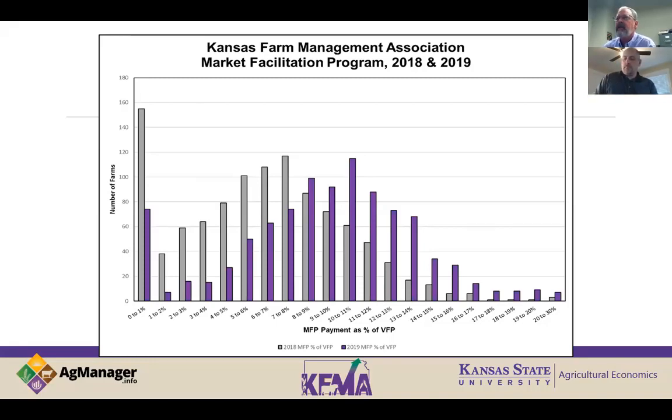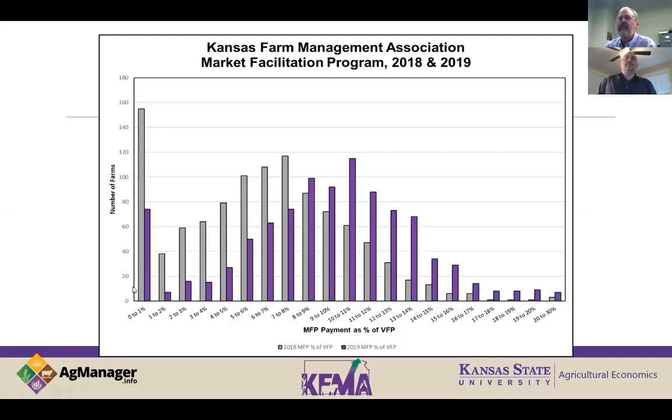The gray bars representing here 2018 and the purple 2019. And so what you're seeing here is the number of farms within these different percentage levels that are across the bottom of the chart. So the 0 to 1%, just a couple of things to point out here.